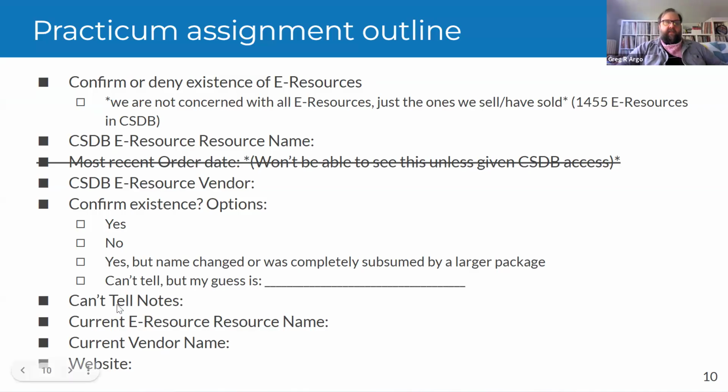And my best guess is, and that's where the can't tell notes comes in. And then if there was a new current e-resource name, enter it. If there's a current vendor name, enter it, and then enter any sort of website that had some information.